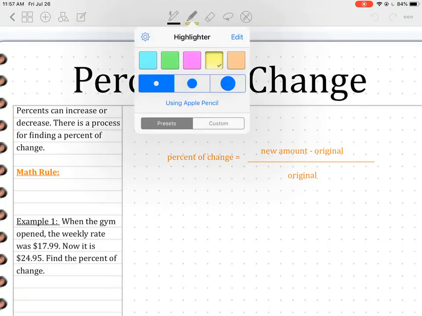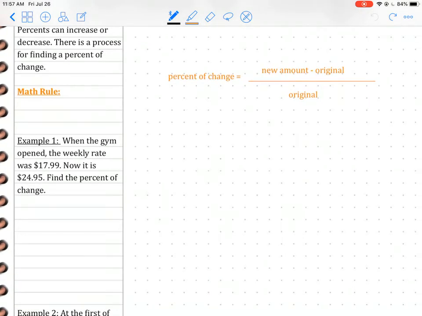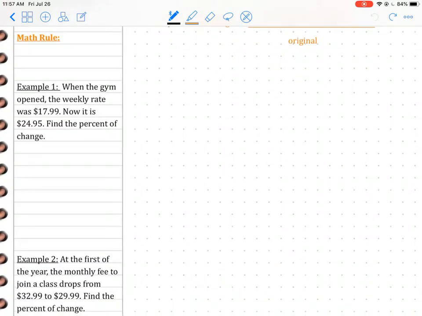And you may be thinking that I left out the math rule. It looks like I did, but I actually put it right there. So the math rule this time is this part. It's the formula that we're going to be using where we calculate the percent of change. And the best way that I can show you this is to just do it. I think me trying to explain it is going to make it a lot harder than it needs to be. So let's look at example 1.